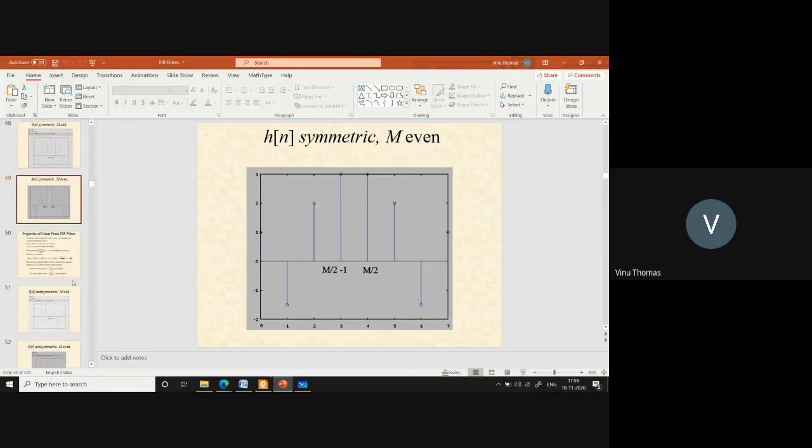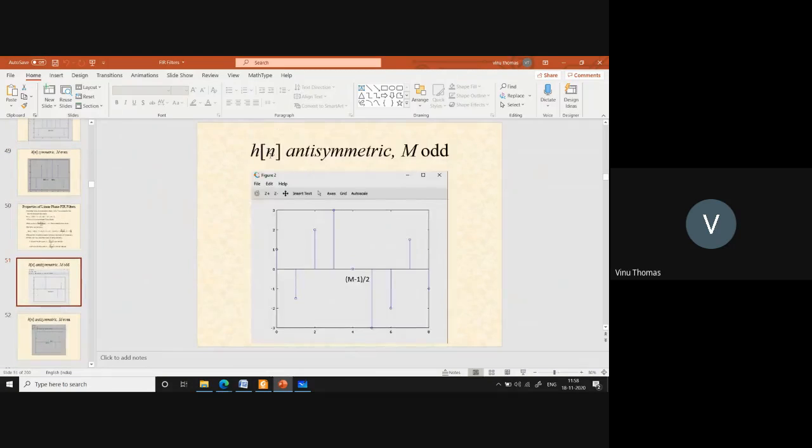Okay. And this is a case where h of n is anti-symmetric and M is odd. So here you have the point of anti-symmetry. And you see that if there is a sample at the point of anti-symmetry, then that sample will definitely be a zero because it has to be anti-symmetric about this one.